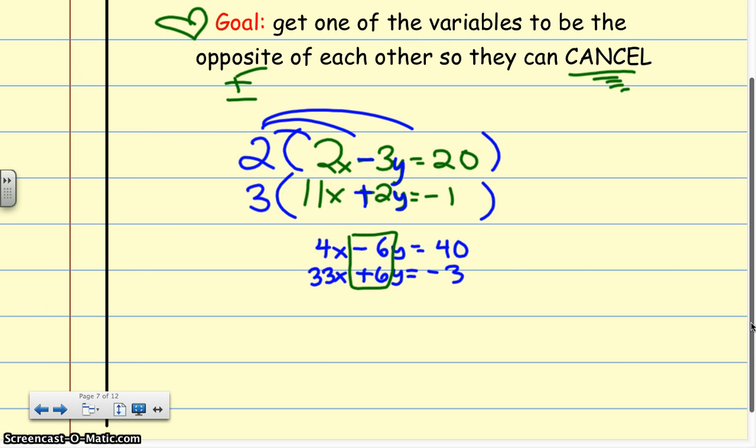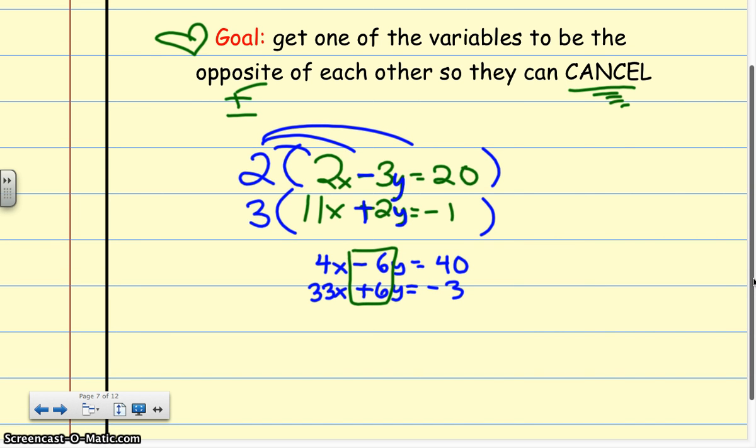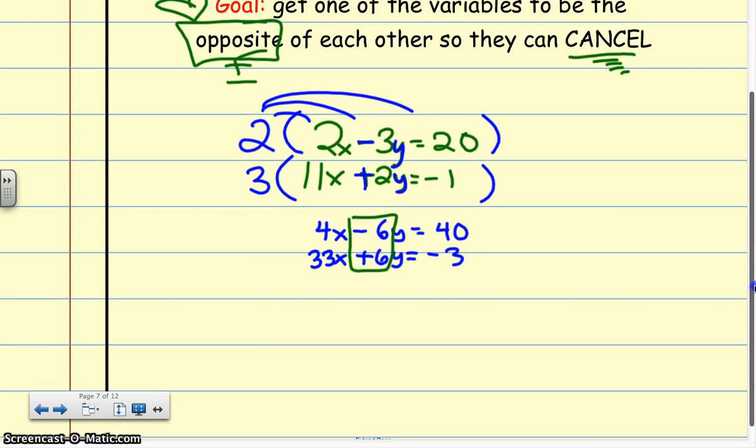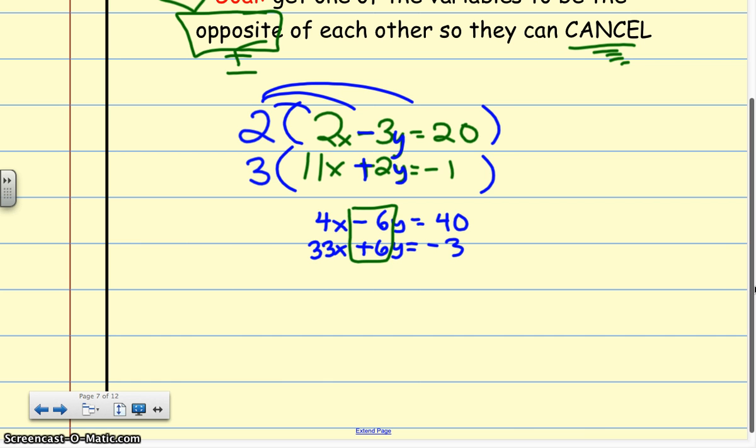This was my goal. Notice how I got a negative 6 and a positive 6. My goal is to make the coefficients opposite of each other, and I did it. That was why I multiplied them. Now I can combine, and I get 37x. That cancels, equals 37, so x is 1.